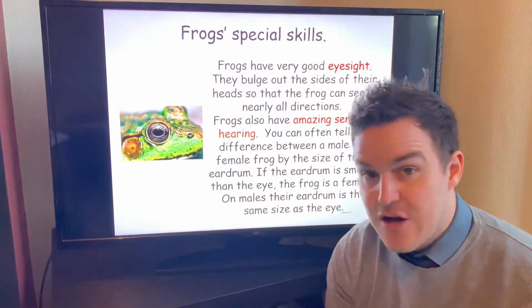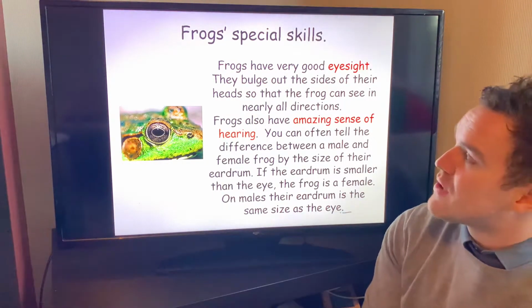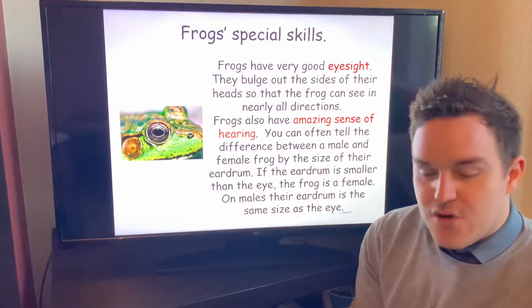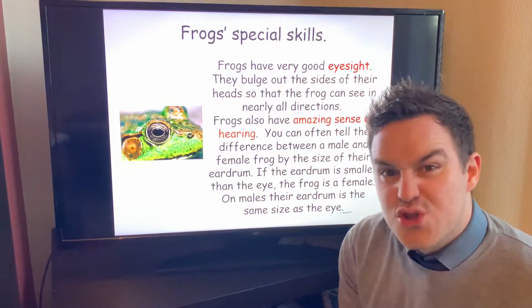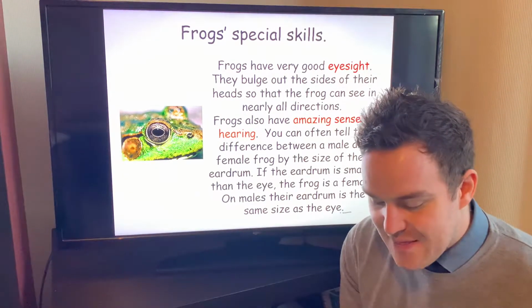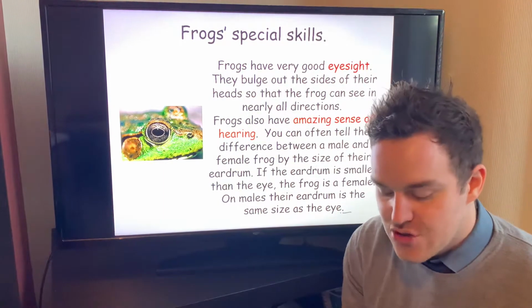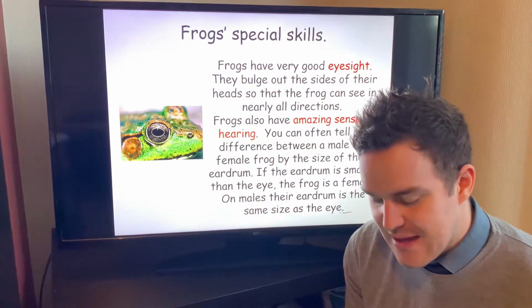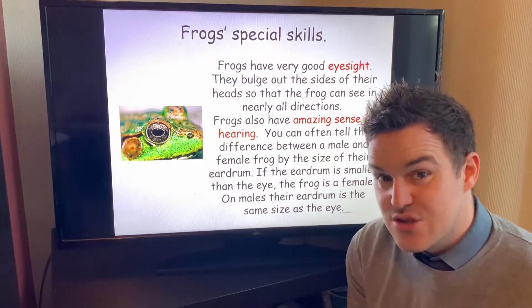Next section we have frogs' special skills. Frogs have very good eyesight. They bulge out of the sides of their heads so that the frog can see in nearly all directions. Frogs also have an amazing sense of hearing. You can often tell the difference between a male and a female frog by the size of their eardrum inside their ear. If the eardrum is smaller than the eye, the frog is a female. If the eardrum is bigger, if the eardrum is the same size, it's usually a male, okay?